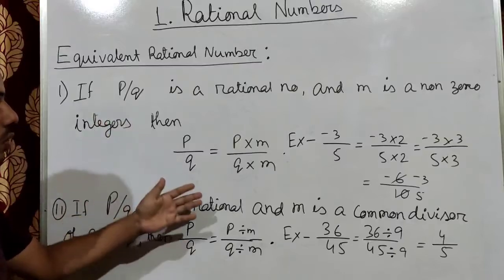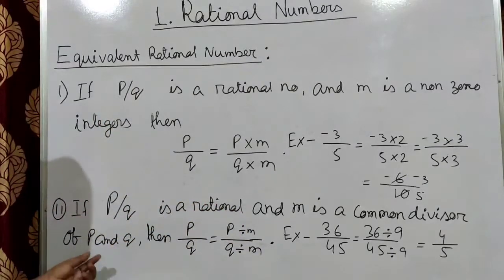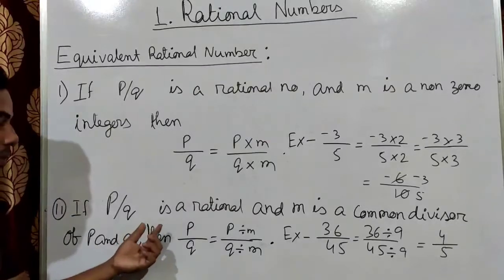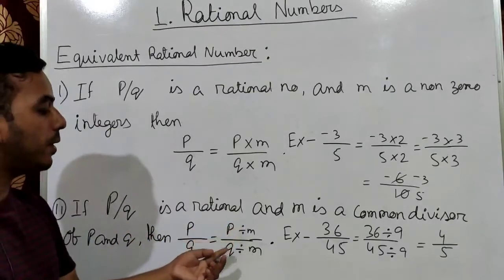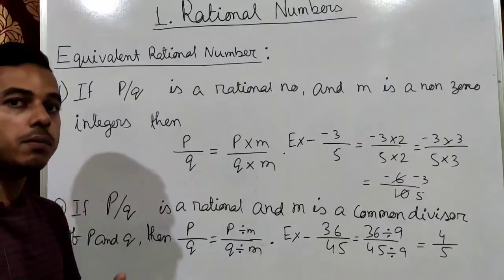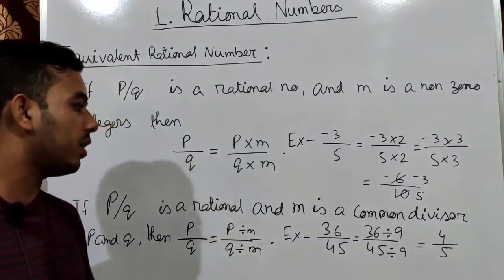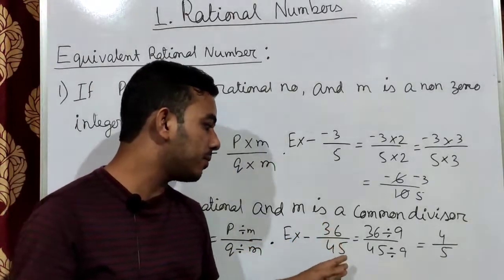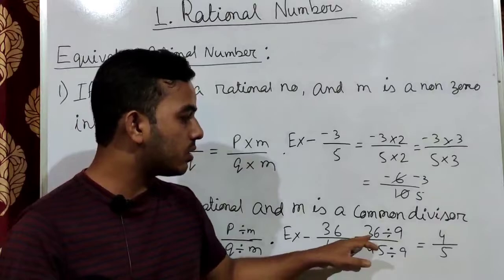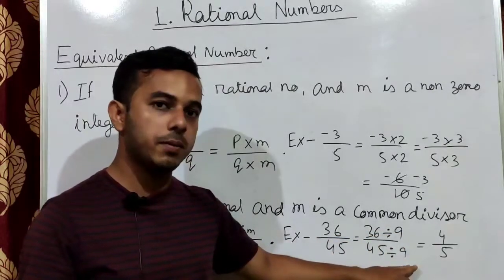Multiplication, right? And now you will consider division. If m is a common divisor of p and q, then p by q equals p divided by m over q divided by m. In that case also the value will remain the same, but the rational numbers will be different. For example, 36 by 45 equals 36 divided by 9 over 45 divided by 9.